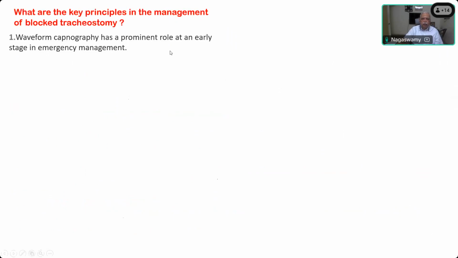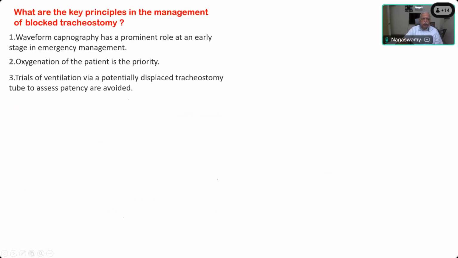So you will not get a proper CO2 waveform. Oxygenation of the patient is a priority in this situation. And trials of ventilation via a potentially displaced tracheostomy should be avoided. Don't try to ventilate through the same tracheostomy tube if you suspect any obstruction in that. Suction is only attempted after removing the potentially blocked inner tube. Don't try to pass the suction through the blocked tube.